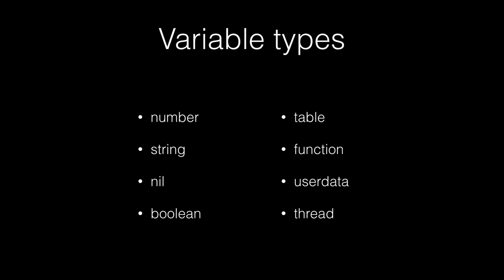Okay, let's talk about types. These are all 8 types in Lua. I'll mainly talk about these 6 highlighted types in this video. True and false are the Boolean types. The built-in type function returns a string indicating the type of the input.